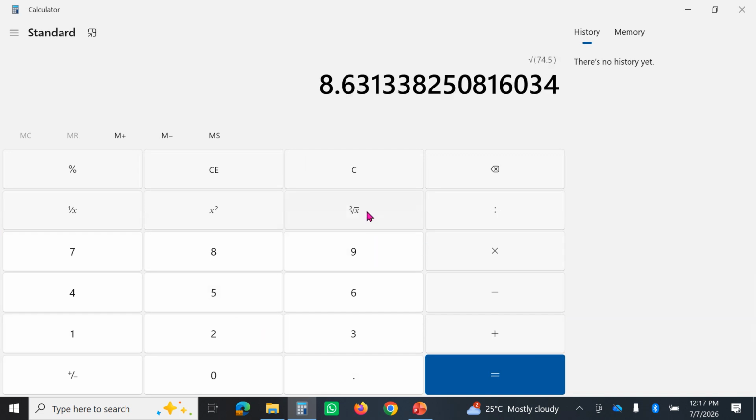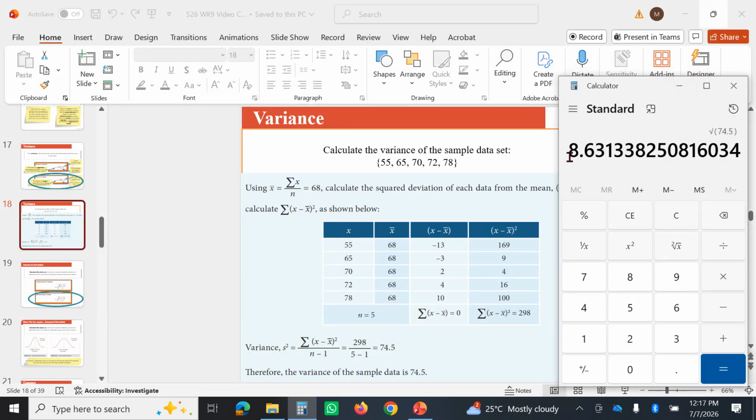74.5. There you go. So in this case now, we have a standard deviation of 8.6. That actually means something. For the variance, you have to do all this work to get it, and then at the end you just square root it to get the standard deviation, and that's where everything starts to make sense. How so?